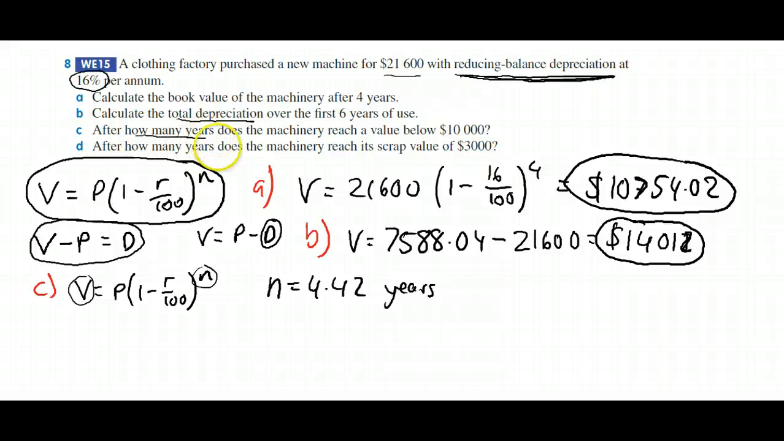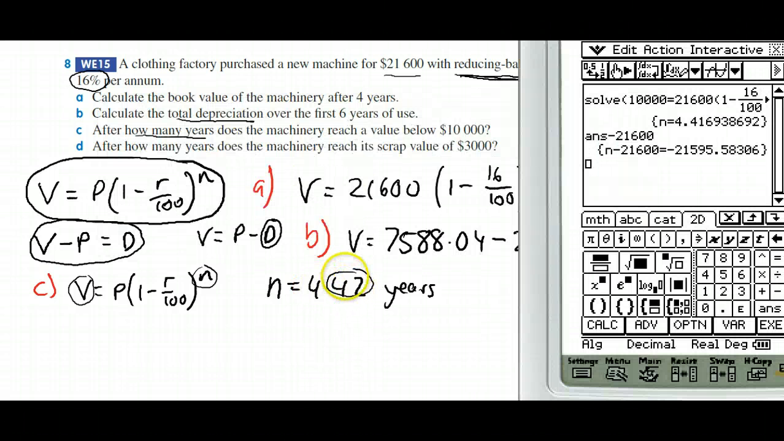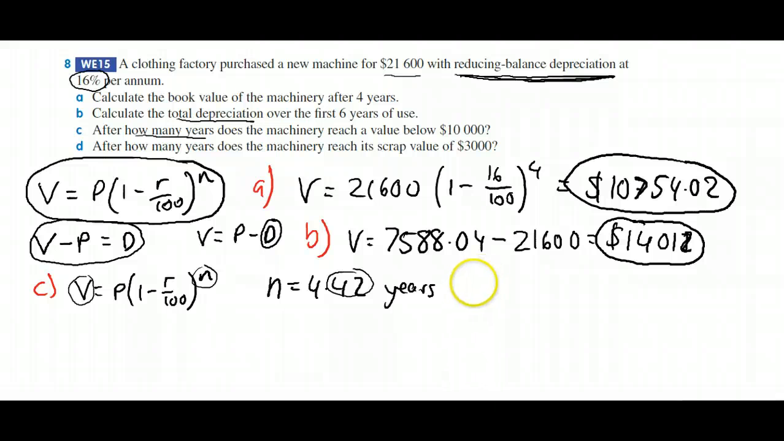So N equals 4.42, and that's in years, and that's what it wanted in years, but usually it's good to turn a decimal amount of years like this into a number of months. So we know it's 4 years, we don't need to change that into months, but we will change this 0.42 bit into months by going 0.42 times 12, and it's 5 months. So the answer is 4 years and 5 months.